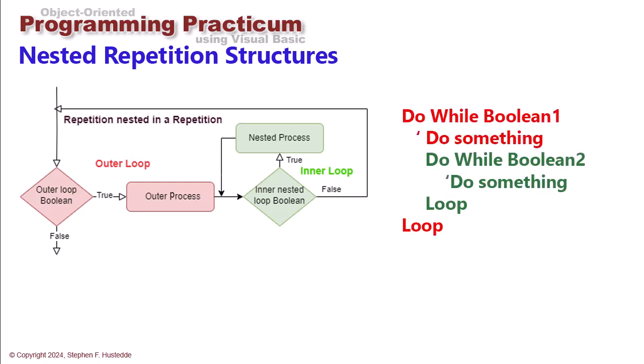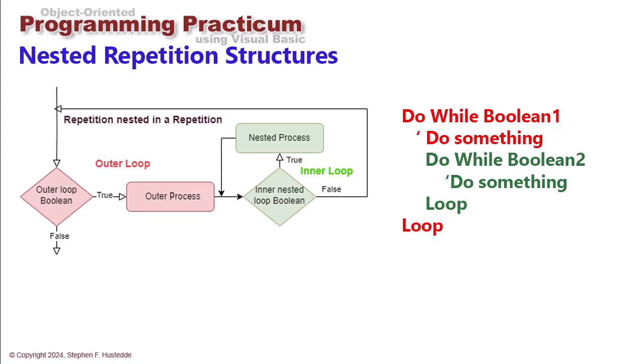We might write this in Visual Basic using do whiles. So do while our first Boolean expression, as long as that's true, we're going to do something, and then we're going to check a second Boolean expression, and if that is true, we're going to do something and keep looping that inner loop. And so we repeat that second do something multiple times until the second Boolean expression is false. Then we're hitting the loop for the outer repetition and repeating that do while Boolean 1 as long as that's true, and repeating the whole process until finally both of those are false and we exit.